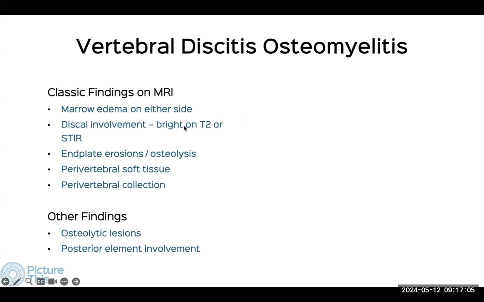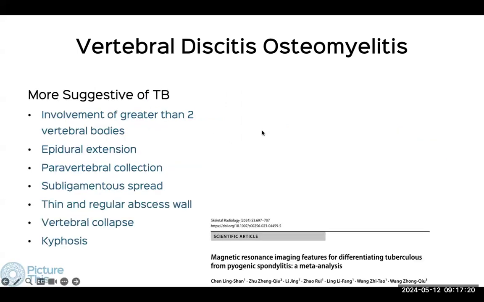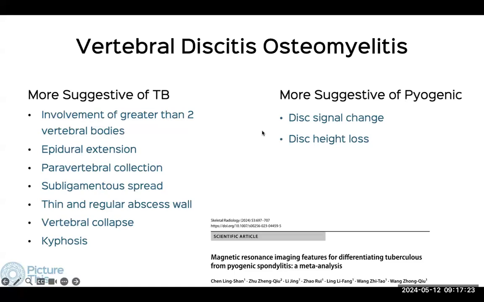So while we have classic findings on MR that would tell us that there's an infectious spondylitis, and then we have ways of differentiating pyogenic from TB, at the end of the day, in that individual patient, you are never able to tell. There is only a pre-test probability. So young patient, large collection, the pretest probability of TB is high. Patient over 60, multimorbidity, very little collection, that's more likely to be non-TB, etc.